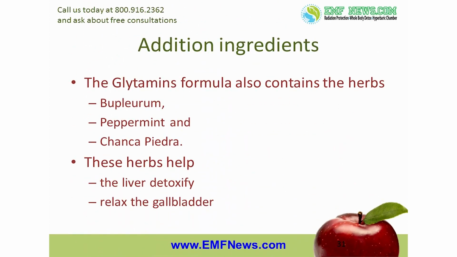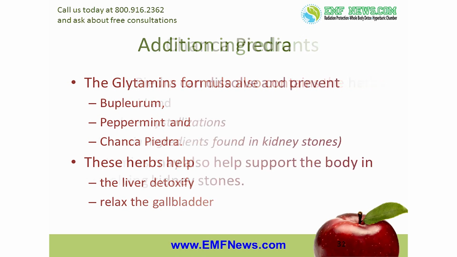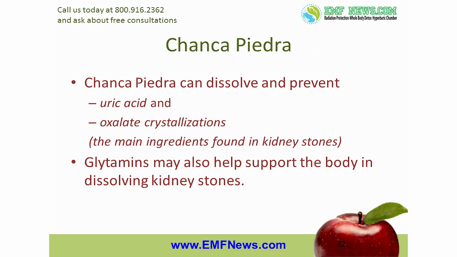The Glytamins formula also contains the herbs bupleurum, peppermint, and chancca piedra. These herbs are used to further help the liver detoxify and to help relax the gallbladder so that as the bile begins to flow, stones can pass out more easily. In addition, scientific studies have shown that Chancapiedra can both dissolve and prevent uric acid and oxalate crystallizations. Since these are the main ingredients found in kidney stones, Glytamins may help support the body in dissolving kidney stones as well.